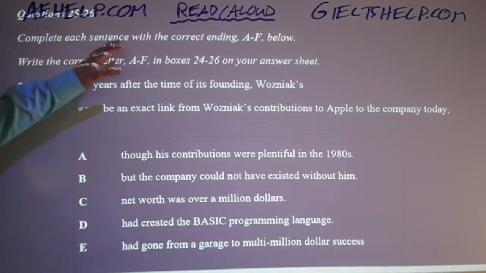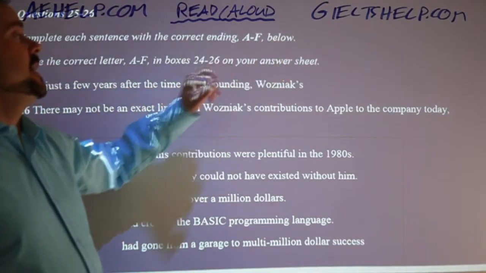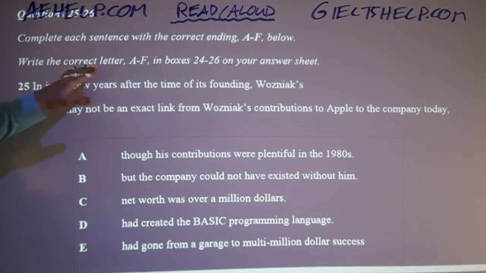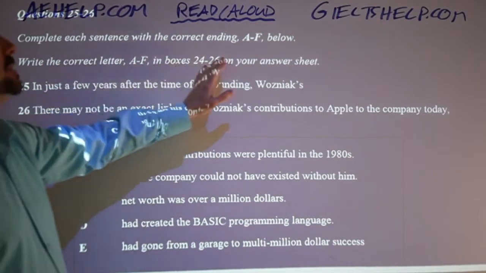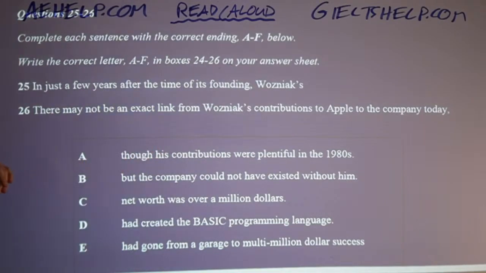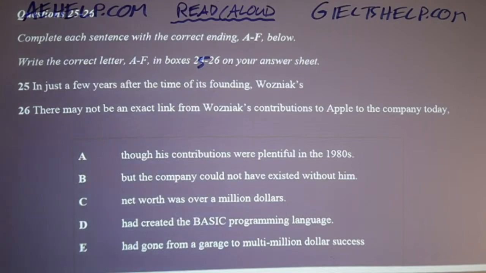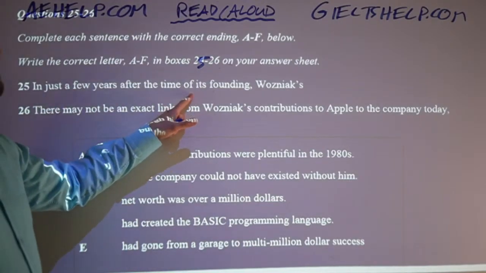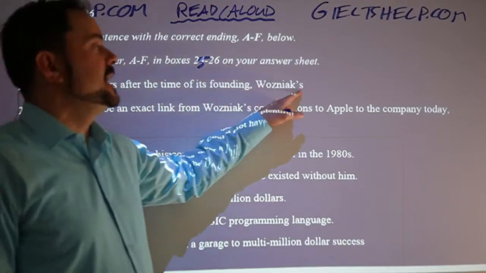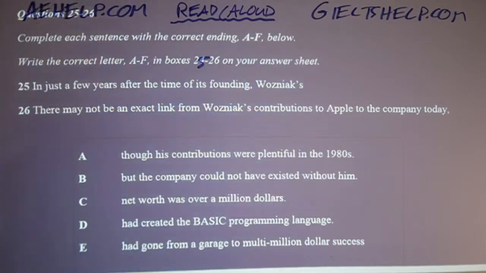So complete each sentence with the correct ending A to F below. Write the correct letter A to F in boxes 24 to 26. It's actually 25 and 26. Okay. On your answer sheet. So in just a few years after the time of its founding, Wozniak's something.